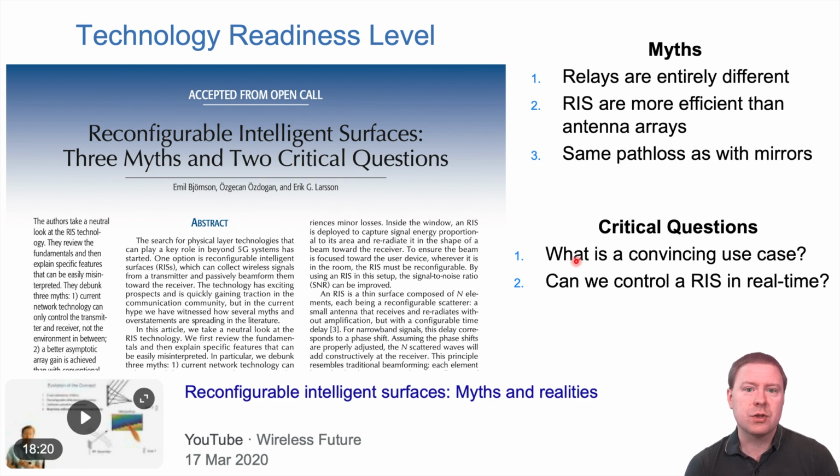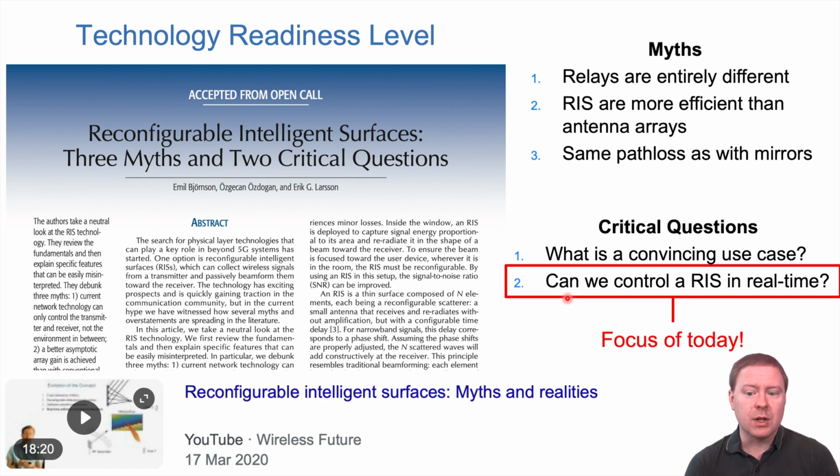The first one was, what is a convincing use case? It is nice that we can use it for particular things, but what will make it so important that a telecom operator or a building owner or someone else would like to actually deploy this technology in practice? And the second thing was, can we control this RIS in real time, in real systems? The focus of this video will be on the second question, but first I will say something about the first point.